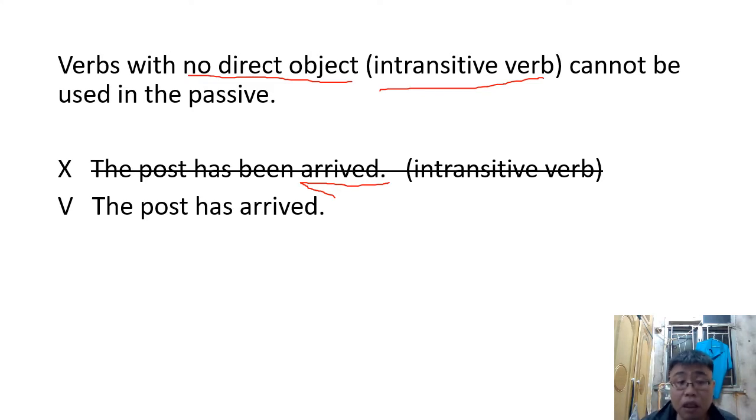So here, the post has been arrived. The post is an object. It's not a person or an animal. It cannot move. However, as arrive is an intransitive verb, you cannot use the passive voice, although the post is delivered by a postman or somebody else. And the correct usage is the post has arrived.